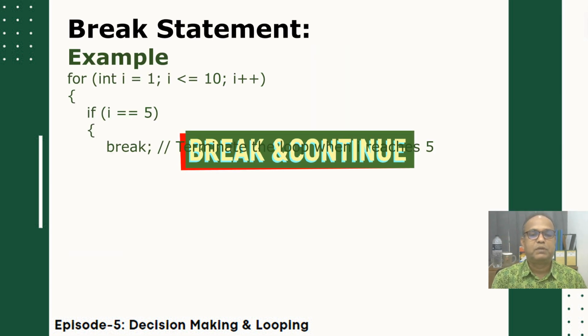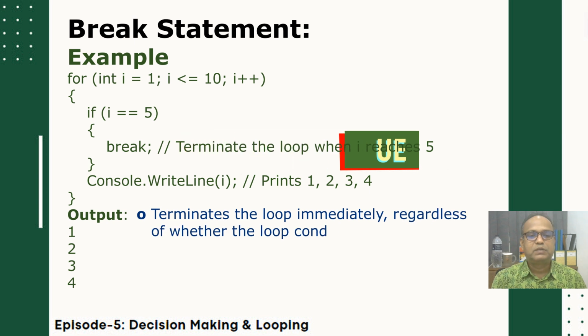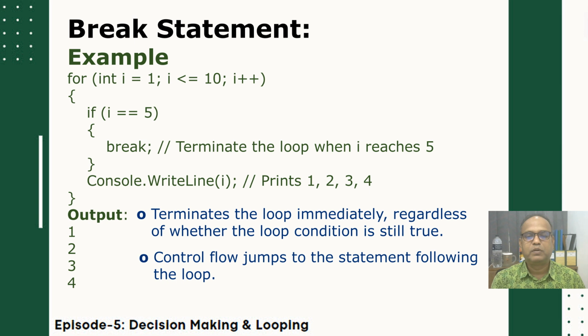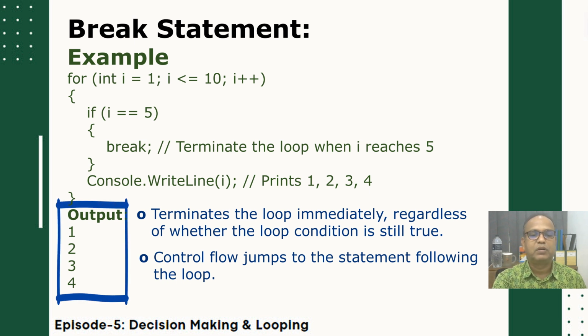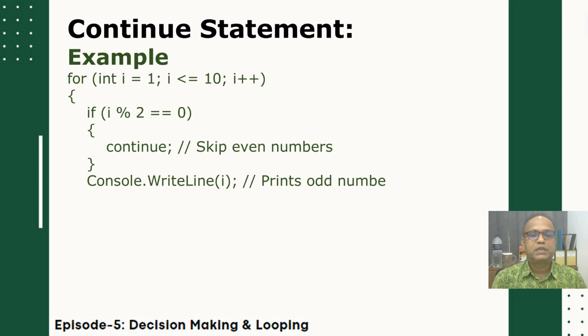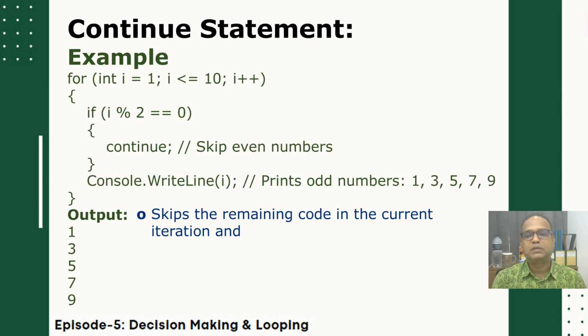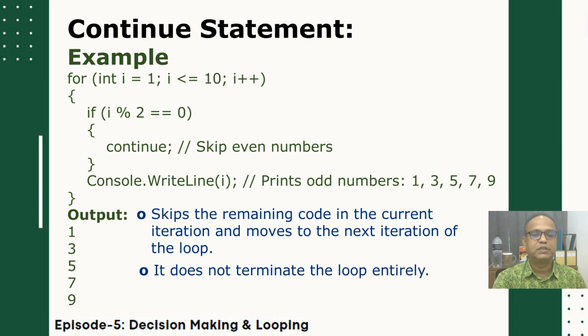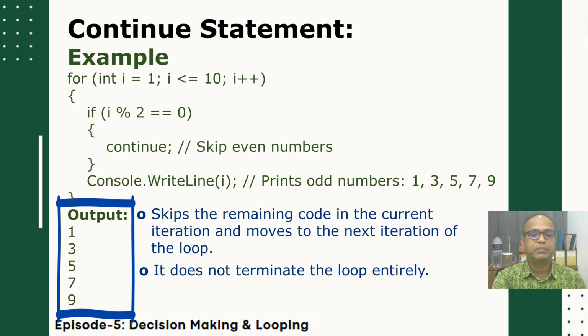Break and continue statements. The break statement terminates the loop immediately, regardless of whether the loop condition is still true. Control flow jumps to the statement following the loop. Example output: 1, 2, 3, 4. The continue statement skips the remaining code in the current iteration and moves to the next iteration of the loop. It does not terminate the loop entirely. Example output: 1, 3, 5, 7, 9.